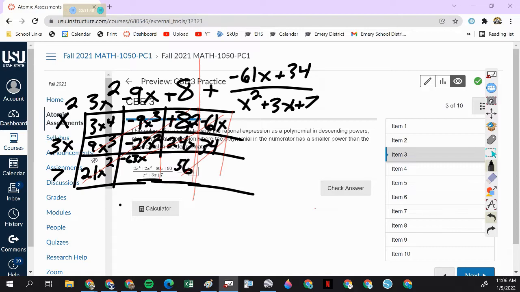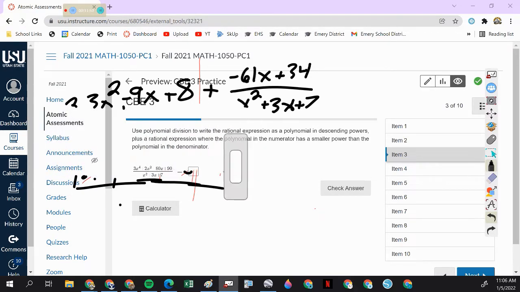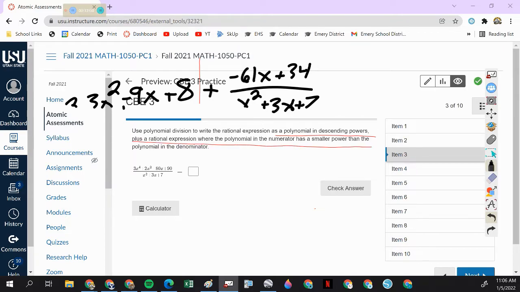Okay, now look at what the problem says, a polynomial in descending powers plus a rational expression where the polynomial in the numerator has a smaller power than the polynomial in the denominator. That's just saying put your answer and then put your remainder in this form. The remainder will always be bottom heavy. Otherwise, it's not a remainder. It's like saying 37 divided by 4 is 9 remainder 1. We could say it's 8 remainder 5, but it doesn't make sense to have a remainder that's larger than the number you divided by. Okay, we good so far?